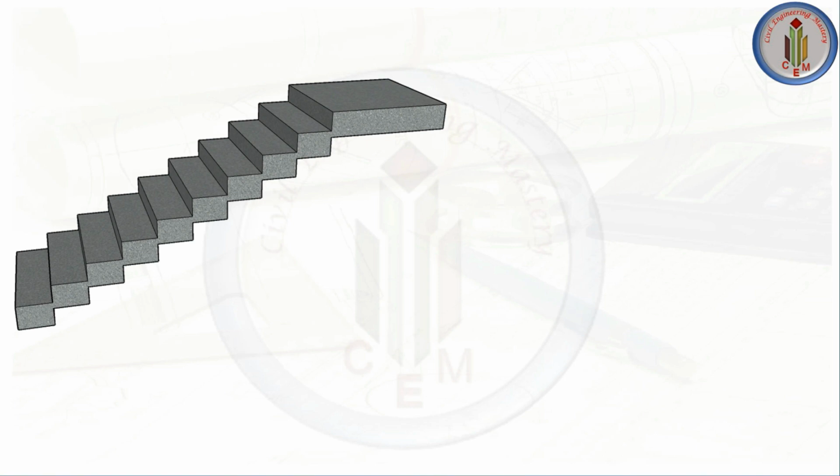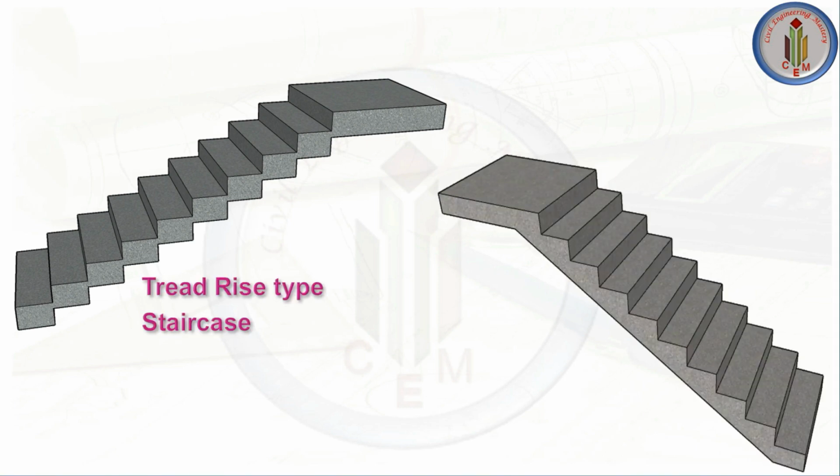Now let's see how the tread rise type staircase differs from the waist slab staircase. This is the tread rise staircase and this is the waist slab staircase. You can see how the arrangement looks. This is a freestanding type staircase, and here we'll be having the waist slab below the steps. This is the difference between these two types of staircases. The waist slab is very easy to construct and convenient to make the formwork. In the tread rise type staircase, it is a little difficult to make the formwork. It needs skilled people, and reinforcement also is a little difficult.